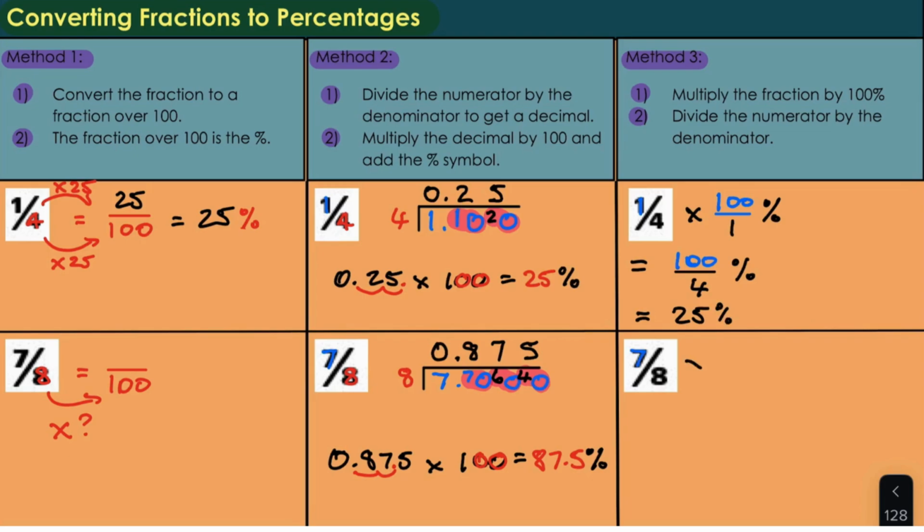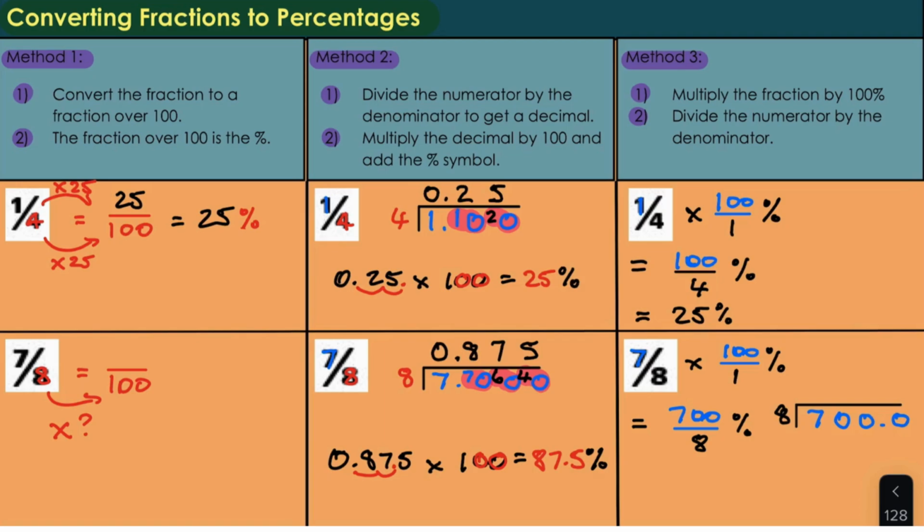7/8. We are going to multiply that by 100 over 1%. The blue numerator, 7 times 100, 700. Black denominators, 8 times 1 is 8. 700 divided by 8, that's a bit tricky. We'll use our bus shelter.